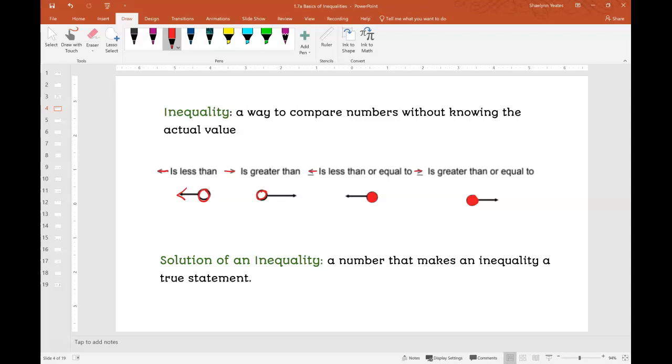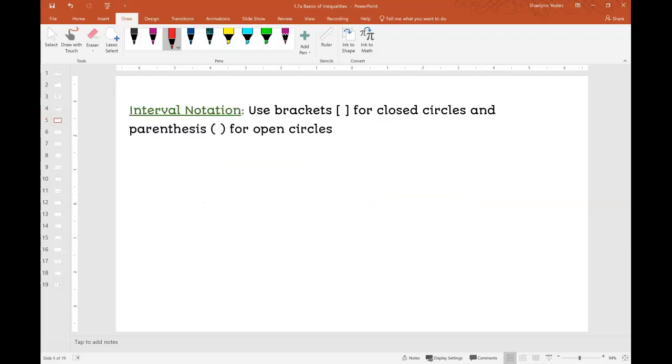The solution of an inequality is a number that makes an inequality a true statement. It's any number that makes an inequality a true statement. So there's actually infinite solutions to every inequality.